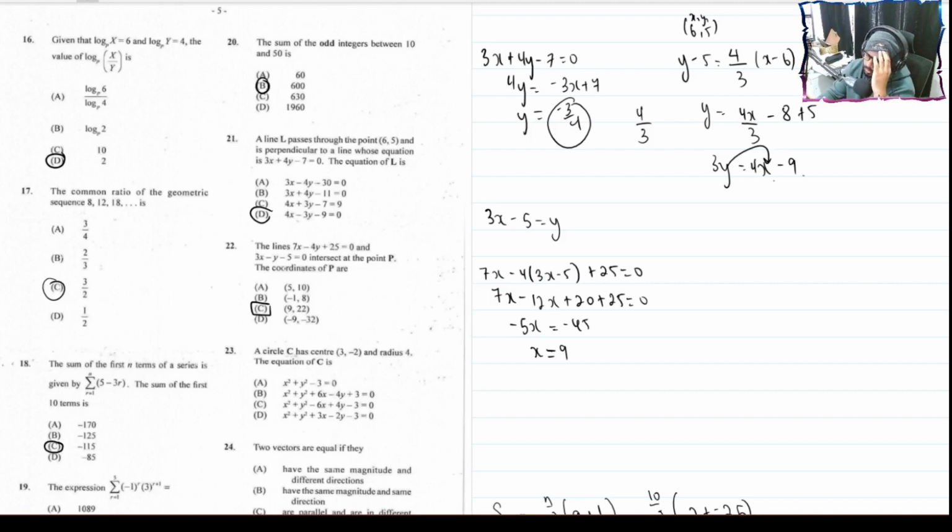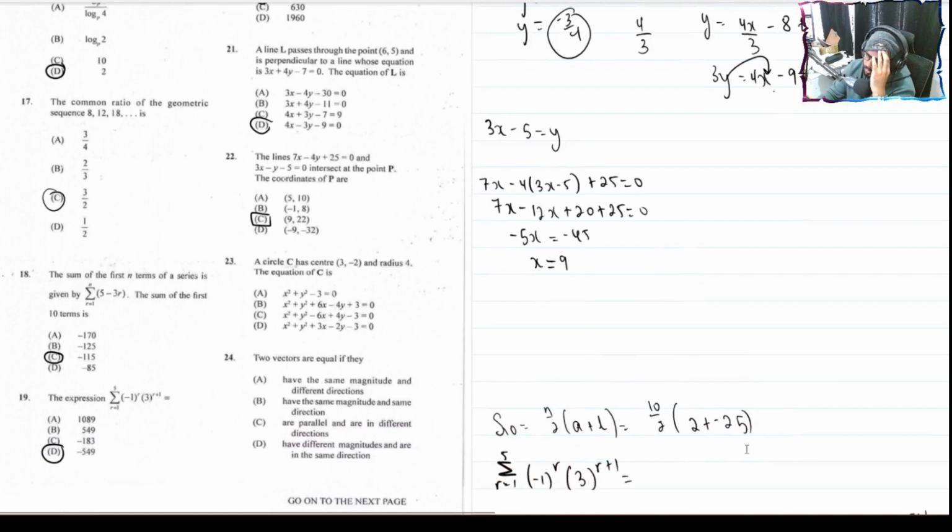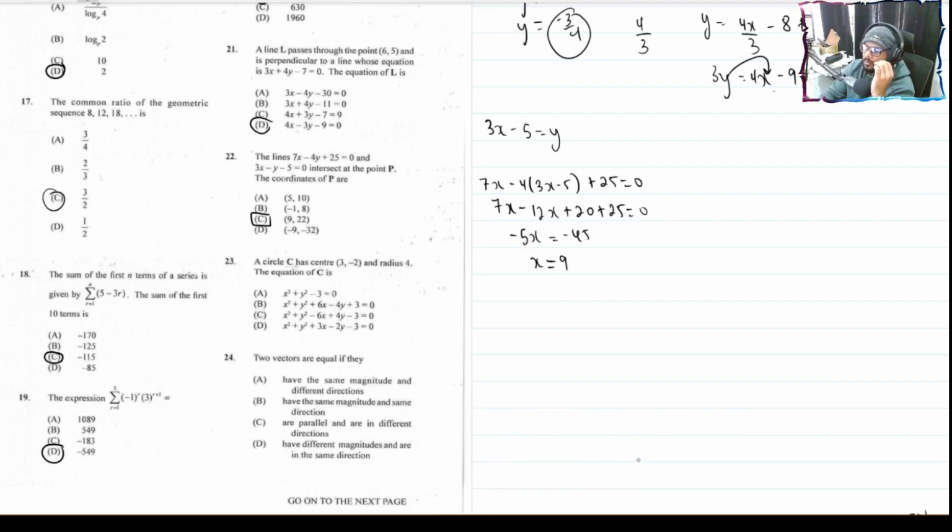A circle has center 3, minus 2 and radius 4. The equation of the circle is, and they want it in this particular form. There are two forms for the equation of a circle. In school, you all would have learned two forms: x minus a squared plus y minus b squared is r squared, and either x squared minus 2fx plus y squared minus 2gy is equal to 0, or x squared plus 2fx plus y squared plus 2gy is equal to 0.